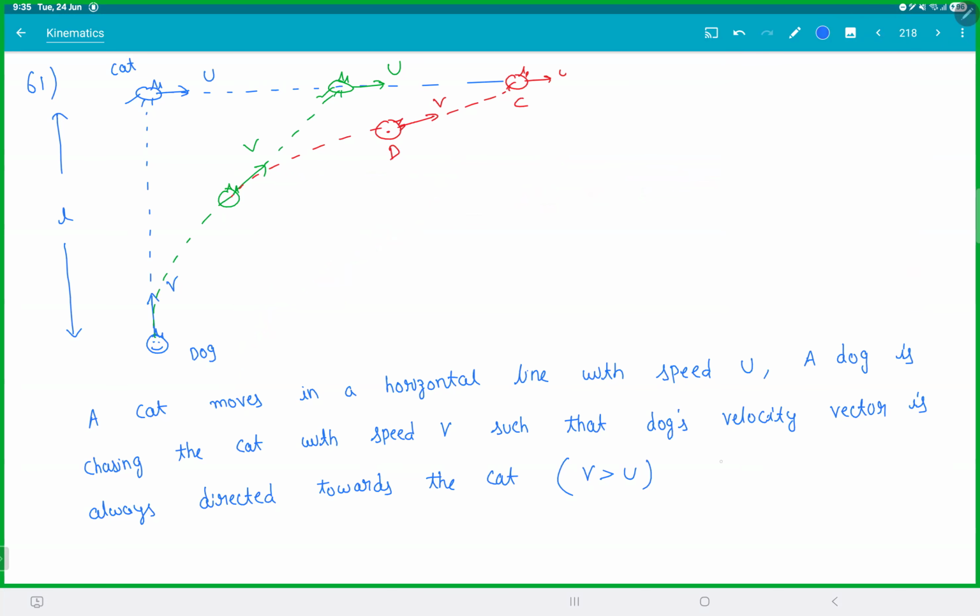So the first question: find the time when the dog catches the cat. Because v is greater than u, eventually the dog will catch the cat. Initial distance between them is L. The second question: suppose the cat and dog's speed is the same. Now the dog cannot catch the cat, but find the minimum distance between them.